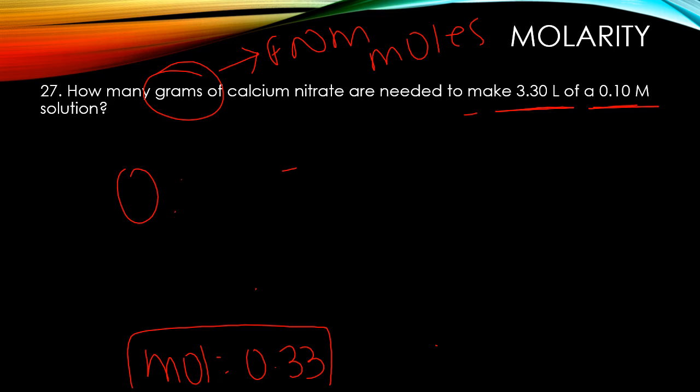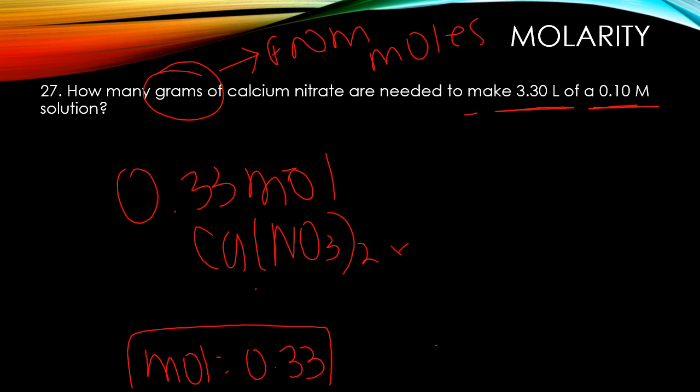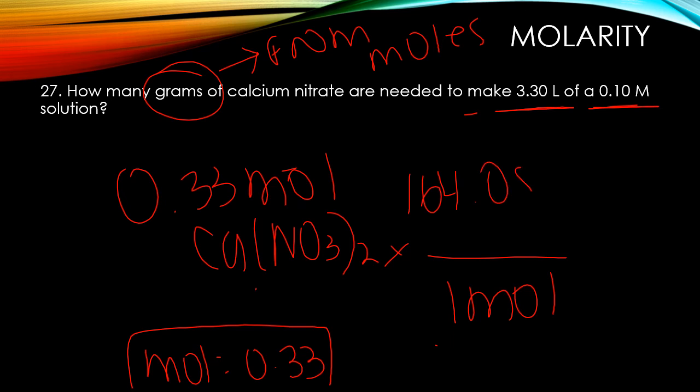So 0.33 moles of calcium nitrate times 1 mole at the bottom, and the molar mass of calcium nitrate is 164.086 grams. Multiply those, it's about 54 grams.